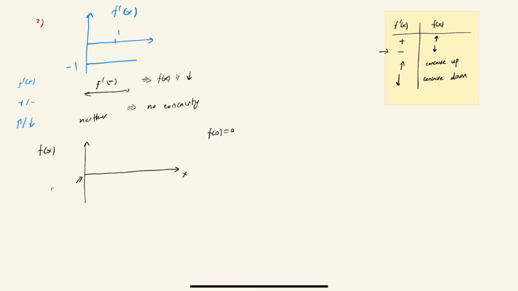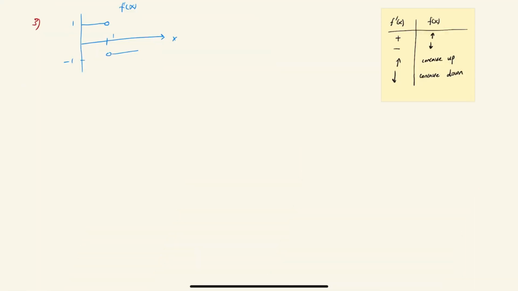Remember, this is given by the problem. So remember here, this function f of x is going to be a decreasing function at a constant rate. And the slope here is going to be equal to -1. For part 3, f prime of x looks like this.